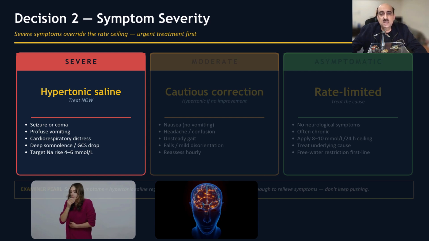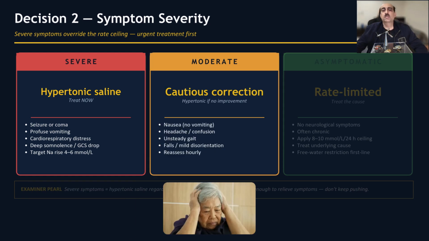Hypertonic saline needs to be initiated as soon as possible with close monitoring and high dependency or ICU level care if required. Regardless of whether the patient has acute or chronic hyponatremia, this is indicated because of the symptom severity. You just have to protect the brain. The target rise should be 4 to 6 millimoles per liter, which is enough to relieve the symptoms, but do not keep pushing. We'll come to the management part later on.